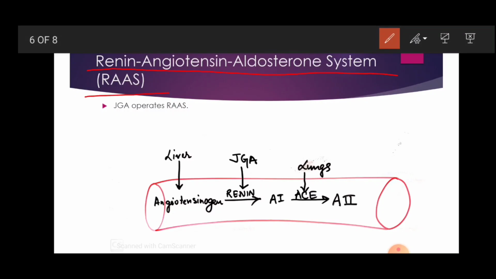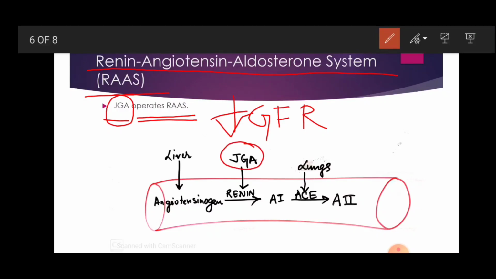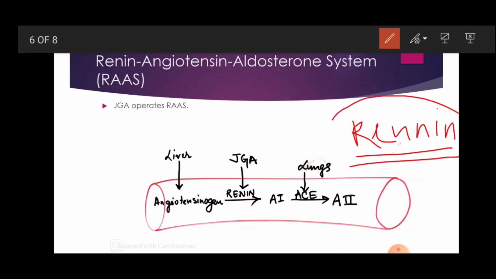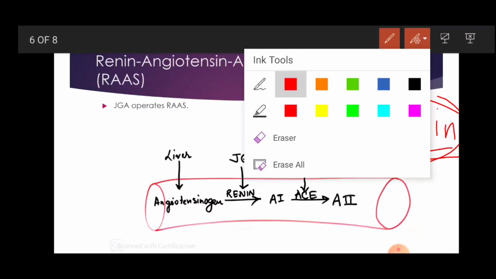Renin-Angiotensin-Aldosterone System, RAAS. Actually, the juxtaglomerular apparatus, if you remember JGA, JGA cells operate the Renin-Angiotensin-Aldosterone system. So in response to a decrease in the glomerular filtration rate, when the GFR is reduced, these JGA cells secrete renin. Remember there is a single N in renin. It is different from RENNIN. What is RENNIN? It is an enzyme required for the digestion of milk in infants.